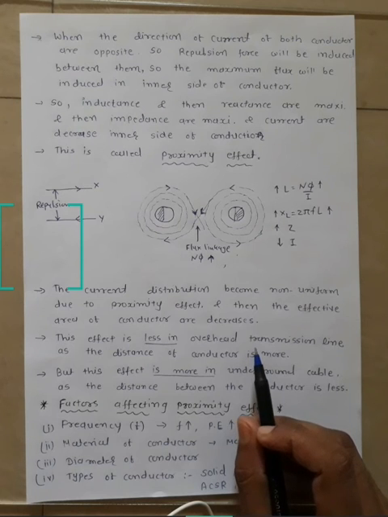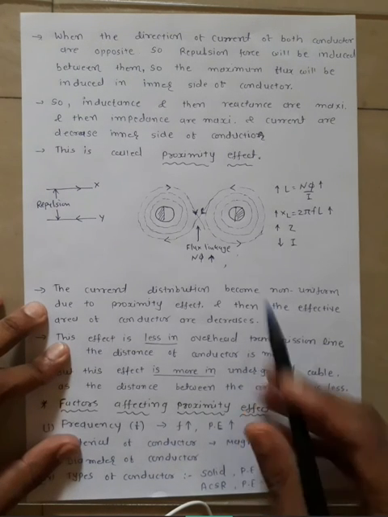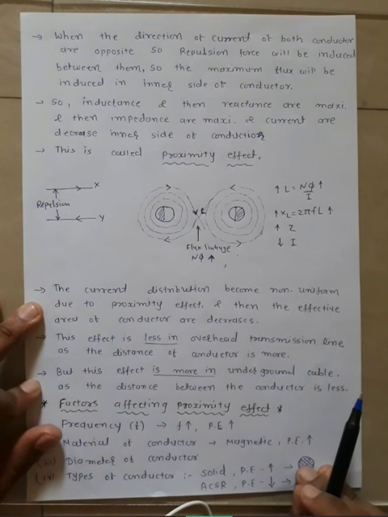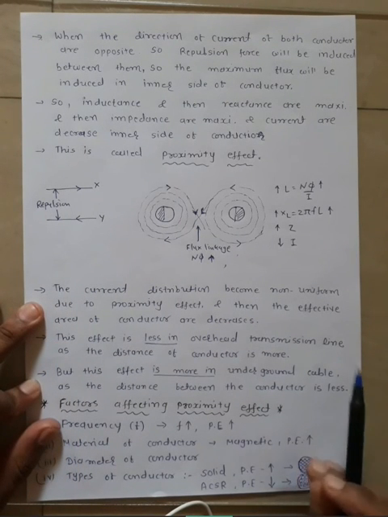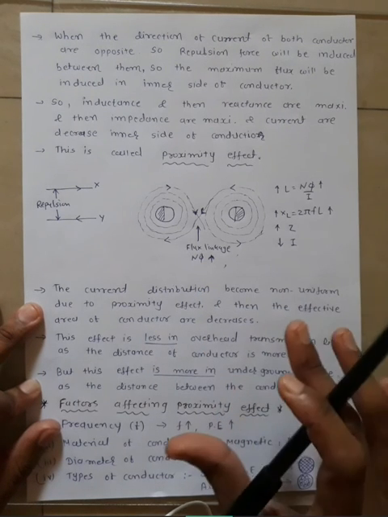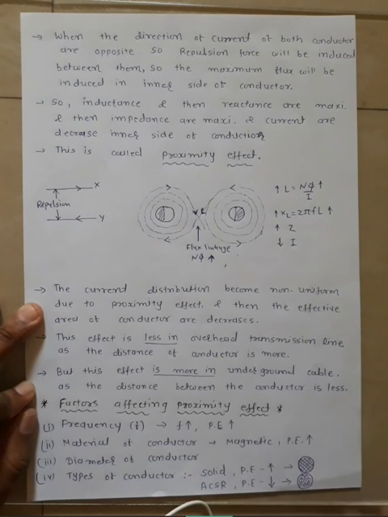Due to the proximity effect, the effective area of the conductor is decreased, which means the whole cross section area of the conductor is not utilized. The proximity effect is less in overhead transmission lines because the distance between the two conductors is more, but this effect is more in underground cables because the distance between the two conductors is less.